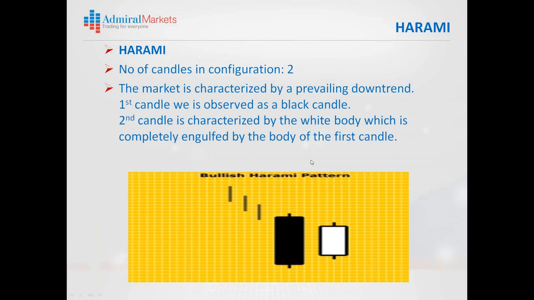Interesting, very interesting. Harami pattern. Next pattern, Harami, number of candles in configuration: 2. The market is characterized by a prevailing downtrend. The first candle we observe is a black candle. The second candle has a white body, which is completely engulfed by the body of the first candle. So the first candle is a black candle, and the second candle's body is engulfed by the body of the first candle. We will see that it's not a bullish squeeze. Bullish squeeze is another story. I will show you that later. It has three candles. This Harami has two candles in configuration.